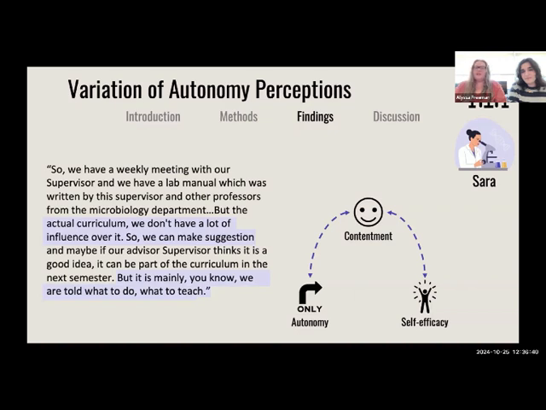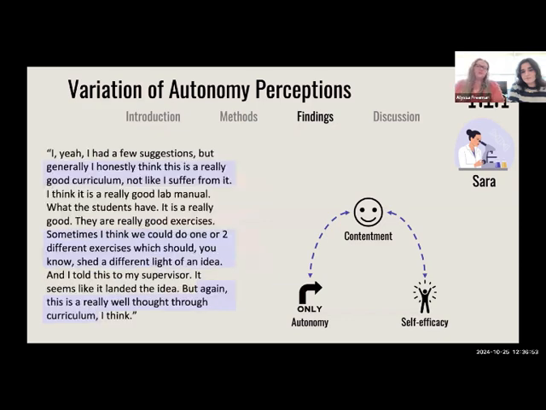So in this quote, Sarah is describing how she doesn't feel like she has a lot of autonomy. They can make suggestions to the curriculum, but they're mostly told what to do and what to teach. And so in thinking about how she describes her autonomy and contentment, she described this quote.